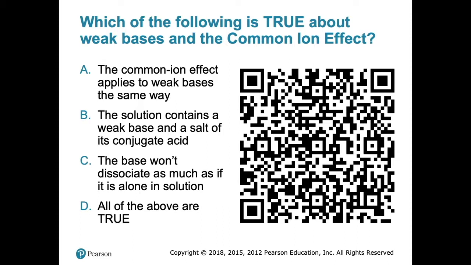The answer is in fact D. All those are true, and they do apply to weak bases the exact same way. This time it's going to be a weak base and the salt of the conjugate acid. This time, because it's not an acid, it's going to be the conjugate acid. And then remember, in the one that was about weak acids, it was like will be more, right? But this one is will be less, so that's correct. And so all of these are true.